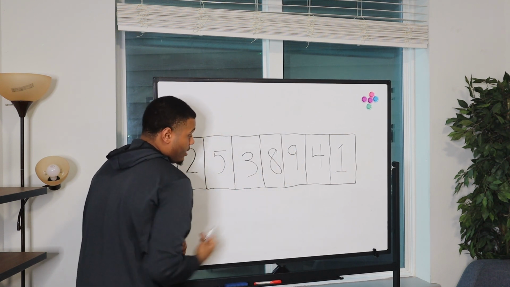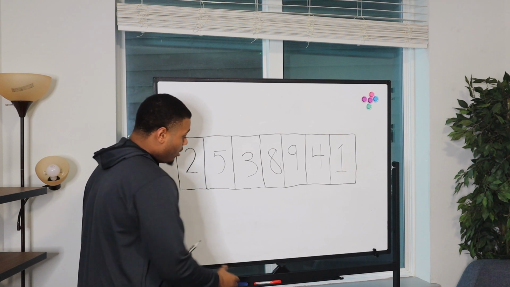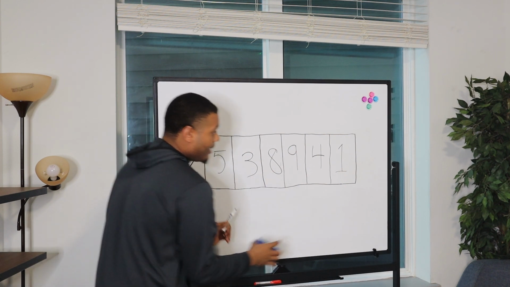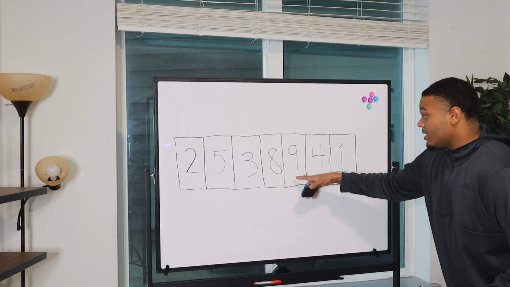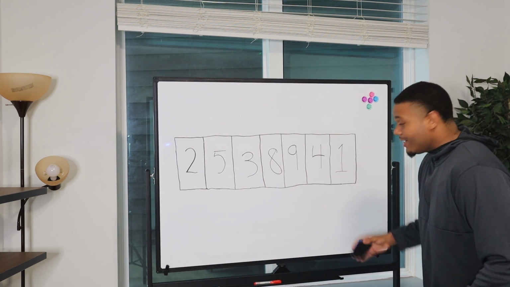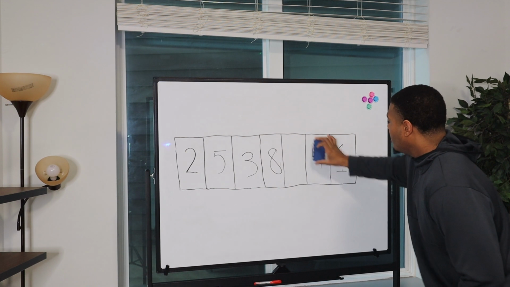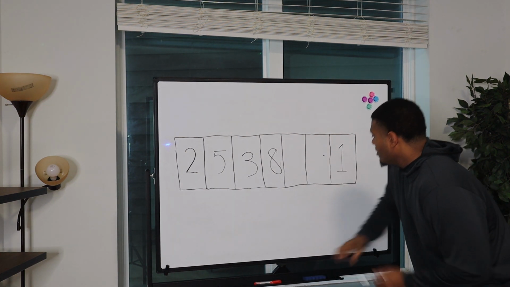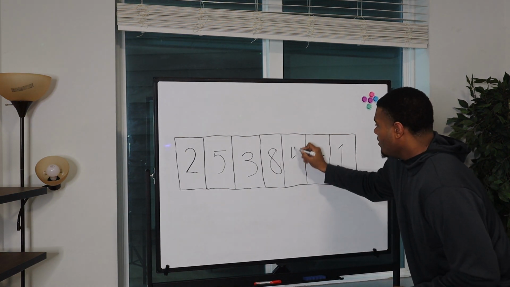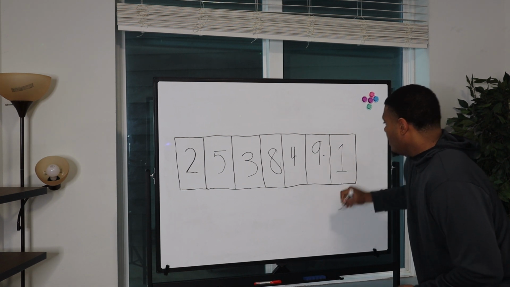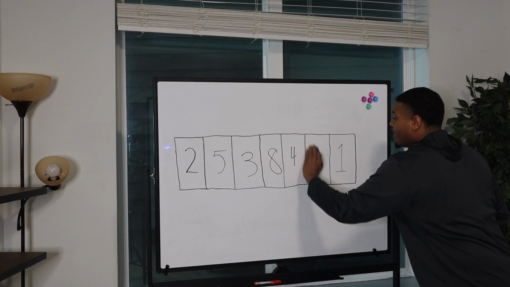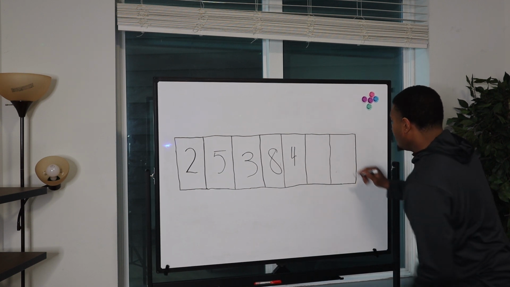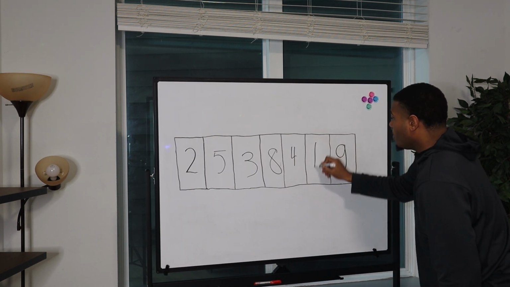So is 8 bigger than 9? No. So then it stays the same, and now we take over the 9 spot. So is 9 bigger than 4? Yes, it is. So we erase the 9 and erase the 4, and then put the 4 and then put the 9. Is 9 bigger than 1? Yes, it is. So we're going to go ahead and erase the 9 and erase the 1 and put the 9 in here and put the 1 right here.